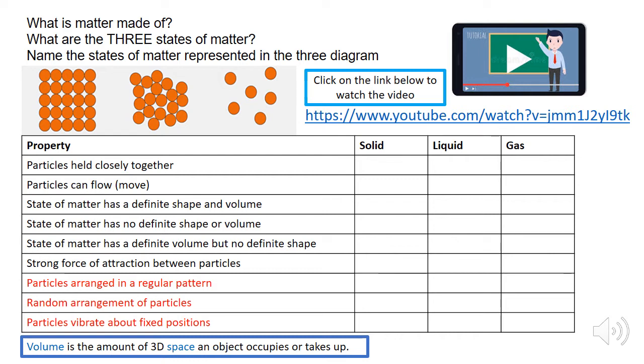Now, these are the challenge questions, and you can do these if you choose. Now, these are questions that aren't necessarily answered in the video. However, what you learn in the video, you should be able to apply that knowledge to answer these questions. So it says here particles are arranged in a regular pattern, random arrangement of particles, and particles vibrate around fixed positions. Now when we're talking about arrangement of particles, we just mean where the particles are placed or how they're positioned.